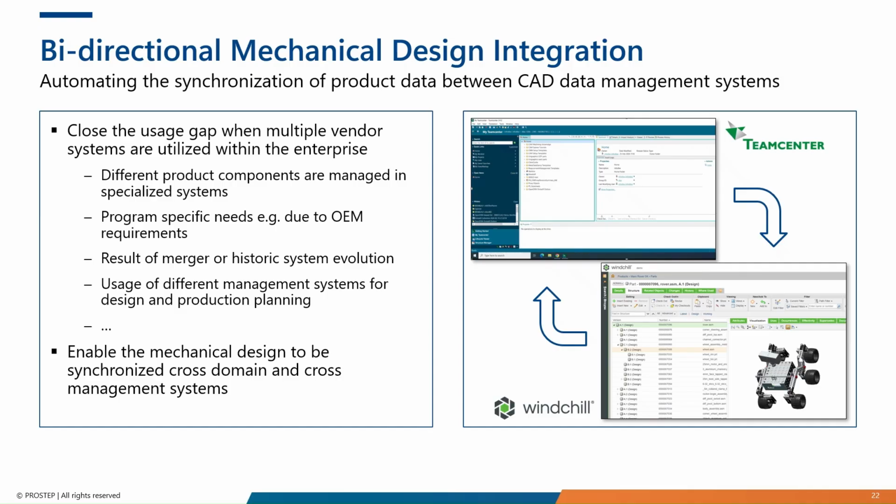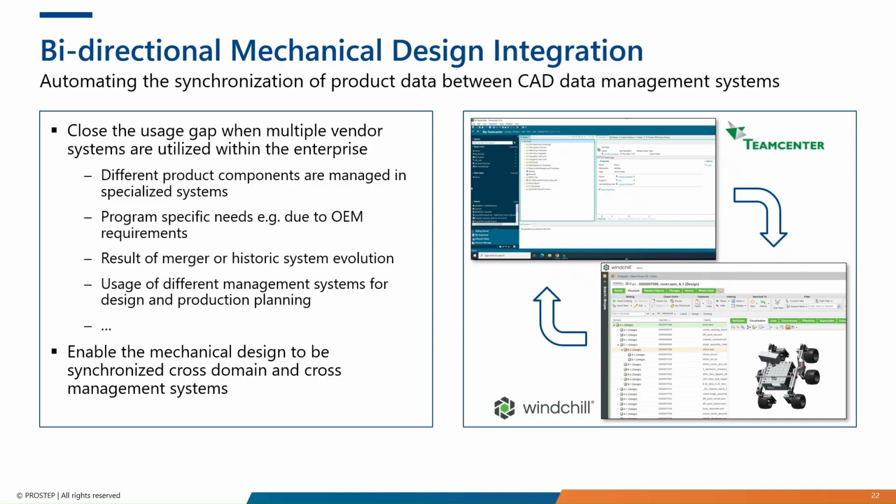Could be that you have a program that has an OEM requirement that needs to be synchronized with that different system. Could be that you have a merger or an acquisition that had a different PLM that went along with it. You never migrated, and so trying to bring those together. Or just having different management systems for design and production planning or other reasons. And others as well, right? There's a variety of different reasons depending on different customers.